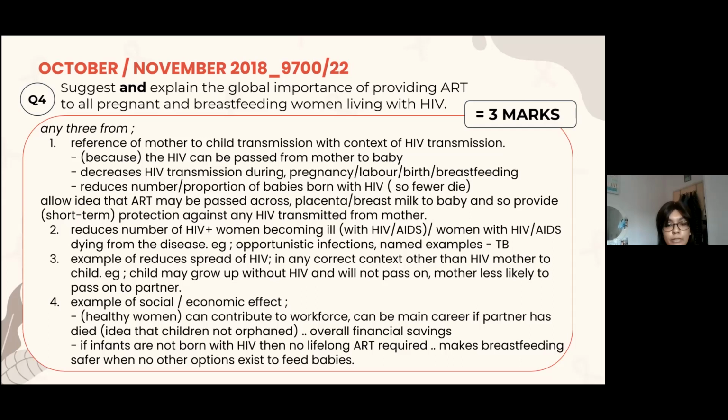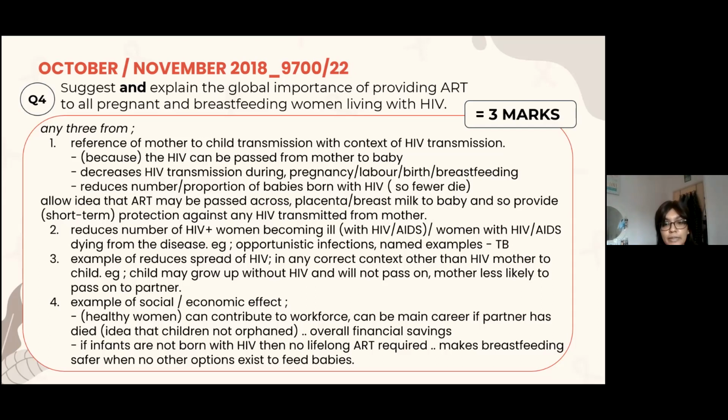For number 2, we can talk about how ART reduces the number of HIV positive women becoming ill with opportunistic infections like tuberculosis and pneumonia. Basically, opportunistic infections are caused by, when you have HIV, your immune system is severely compromised and weak, so it's harder for your body to fight off infections.